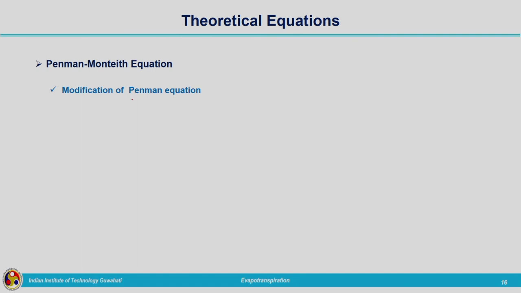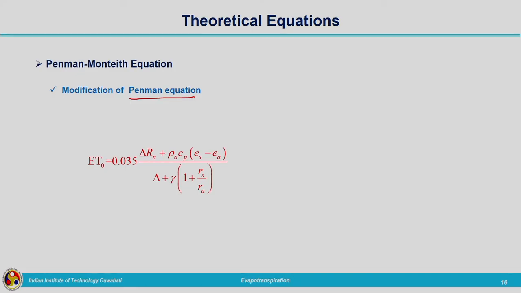Penman-Monteith equation is the modification of Penman equation, and the expression is given by this equation. ET naught is given by a factor 0.035 multiplied with delta Rn plus rho A Cp (Es minus Ea) divided by delta plus gamma (1 plus Rs by Ra). The previous equation is slightly modified. You can see the form of the equation is the same, but different combinations of terms have been incorporated in this. Let us see one by one what it represents.